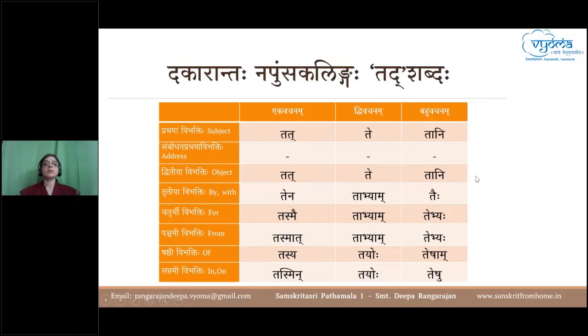Next we will go to the Dakaranta Napumsakalinga Tad Shabda. The Prathama and Dvitiya are different from the Pullinga. The rest are all the same. There is no difference between Prathama and Dvitiya for the Napumsakalinga: Tat te tani, tat te tani. Just like how we had Phalam phale phalani for both Prathama and Dvitiya, here also the Prathama and Dvitiya are the same. The rest are exactly like the tad of the Pullinga, that is Sahataute.